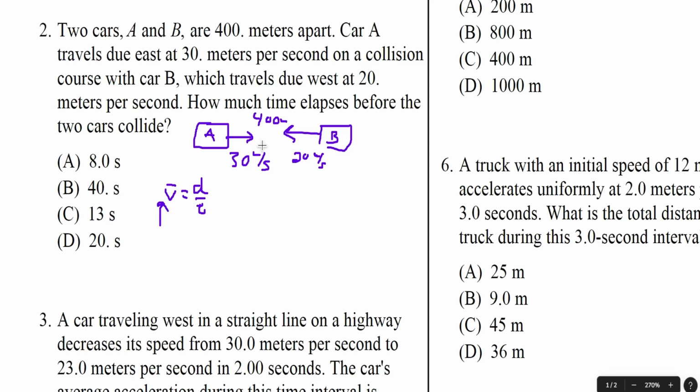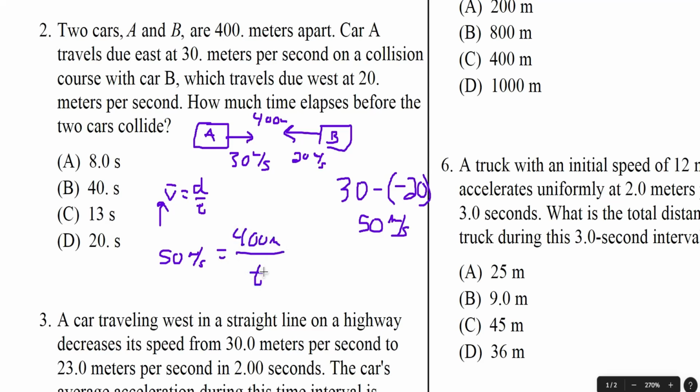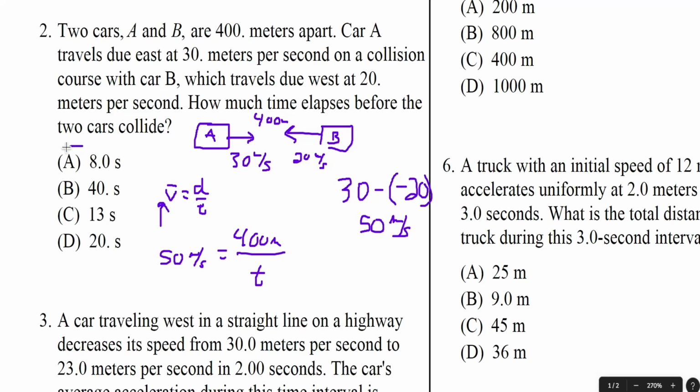Remember that the relative speed is the difference in their velocities. So we're going to do 30 minus, and then because this velocity is in the opposite direction, it'll be negative 20, telling me that the relative velocity is going to be 50 meters per second. So 50 meters per second equals 400 meters divided by t. So cross multiply. We end up getting 8 seconds as our time. So it's going to take 8 seconds for the cars to cross paths.